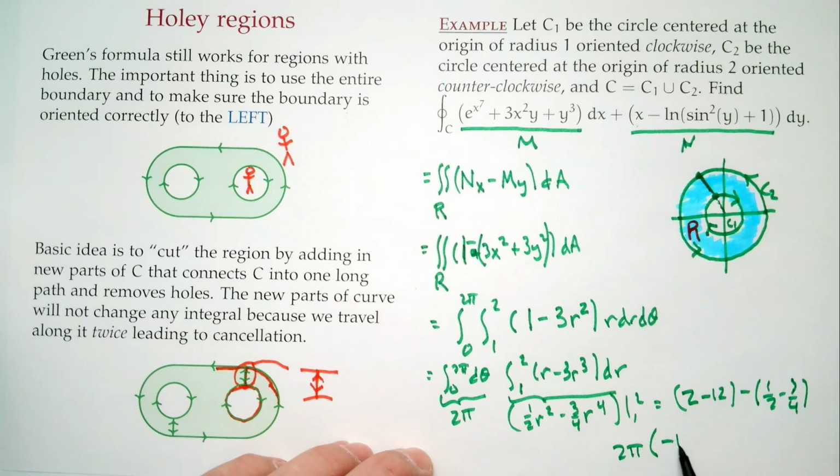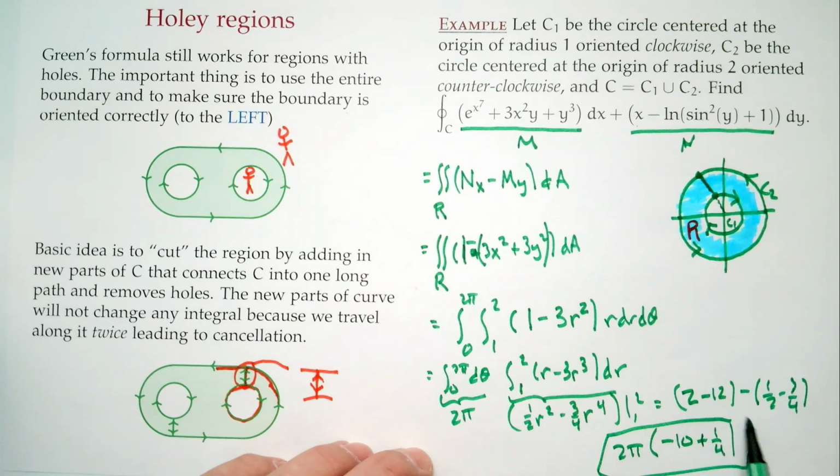2 pi times negative 10, because that's 2 minus 12. 1/2 minus 3/4 is minus 1/4, so this would be plus 1/4. All right. I know, so close. But good enough, good enough. We'll get the credit. All right.